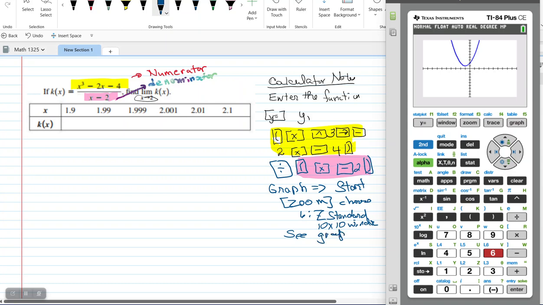Once we see the graph, we want to give it a command. So we've got calculator notes. We got to enter the function. We graph, and now we're going to give a command.